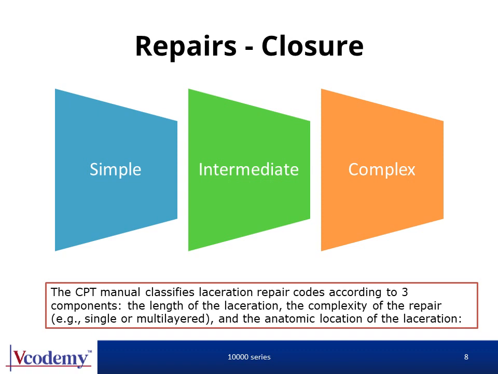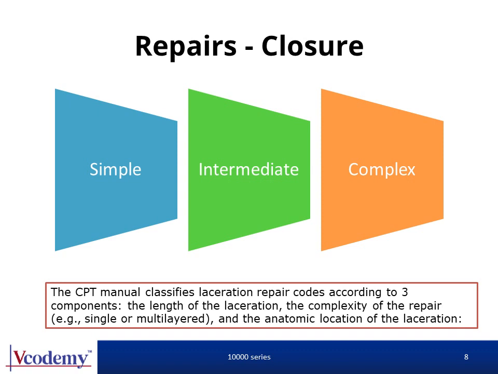Within each of these groups, based on complexity, are codes specific to the size of the wound. For example, a simple wound repair to the scalp, neck, axilla, external genitalia, trunk and/or extremities, including hands and feet, would use the following codes based on the size of the wound. 12001 is for a laceration of 2.5 centimeters or less. 12002 is for 2.6 to 7.5 centimeters. 12004 is 7.6 centimeters to 12.5 centimeters. So all these are simple wound repair codes.